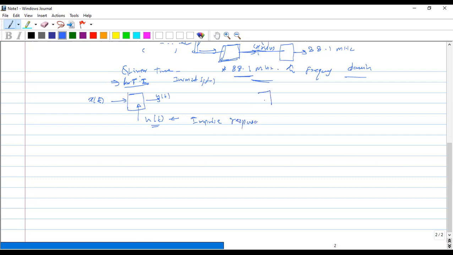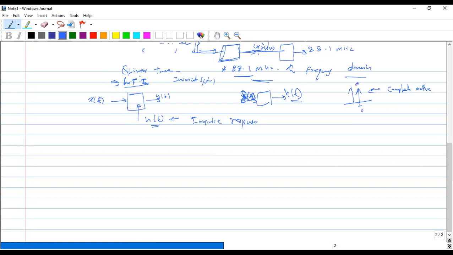Impulse response: if you give an impulse, a delta(t) impulse, to a system, the system output is referred to as the impulse response. You know what the impulse is? The impulse is like this. This is a completely mathematical signal. The duration should be 0 and the area should be 1.